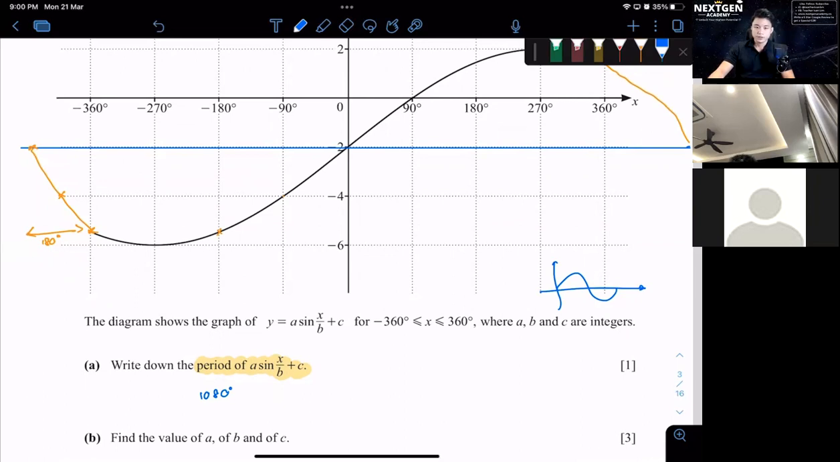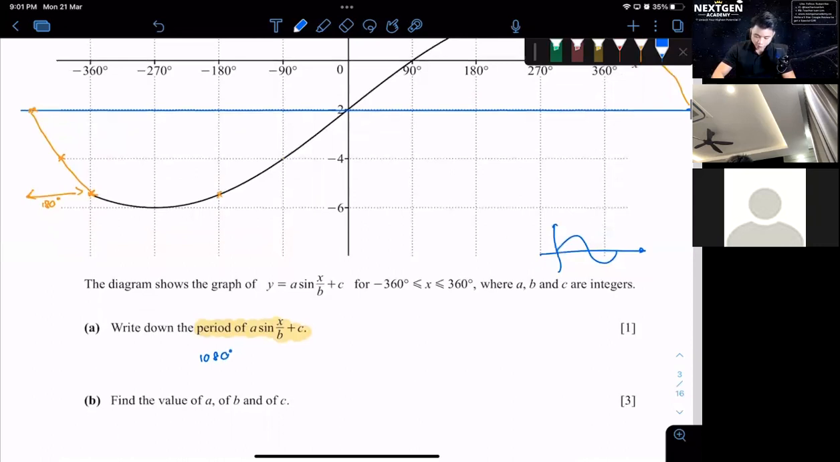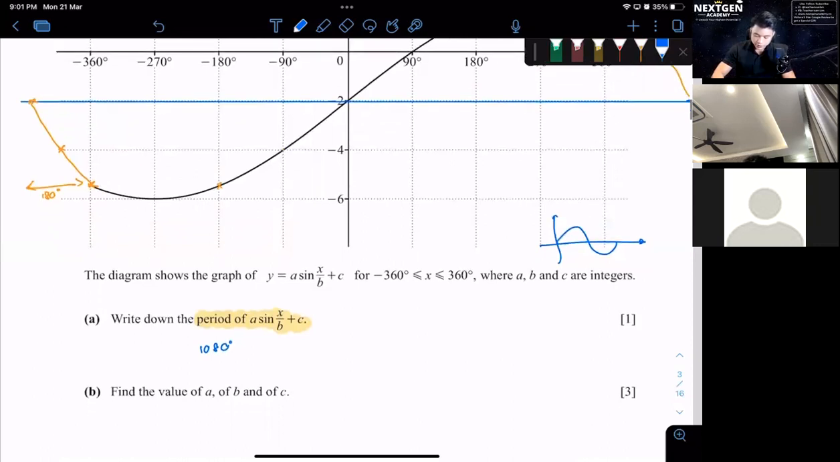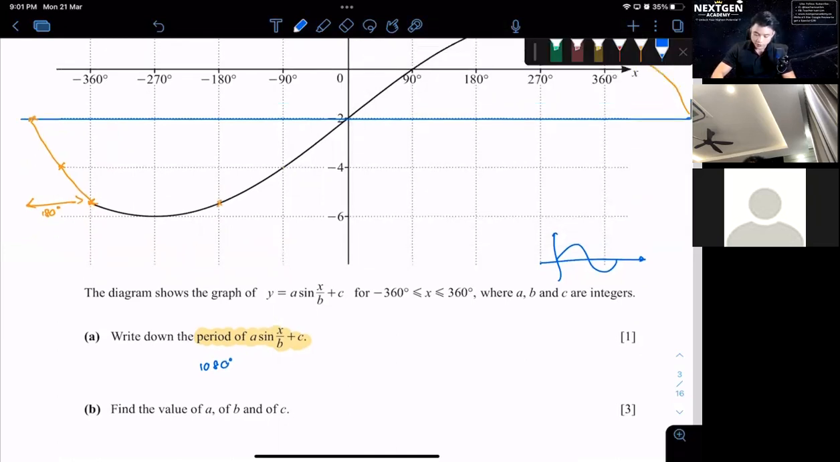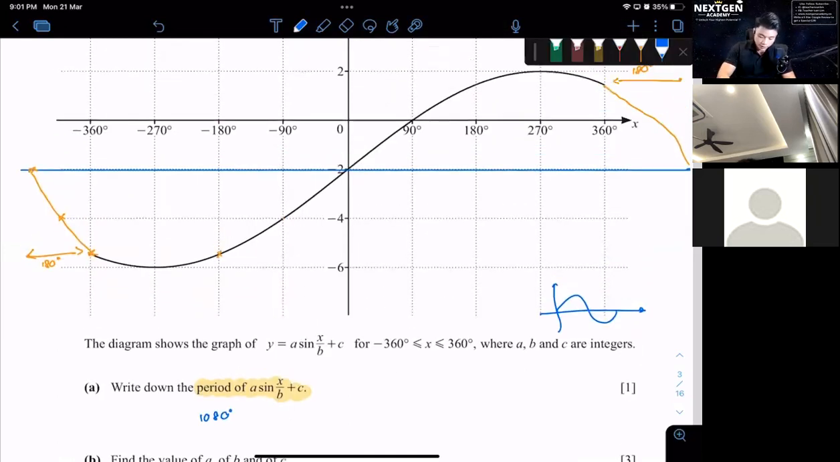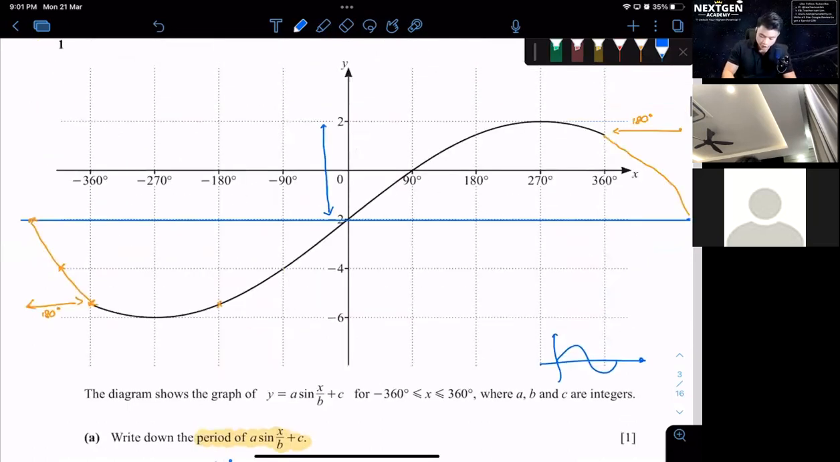Second one. Find the value of A, B, and C. A will be your amplitude, B will be your period, C will be your vertical translation. You all need to know all of this. Amplitude is from your midpoint to your highest point or lowest point. So A will be equal to 4. You just need to refer to the diagram.